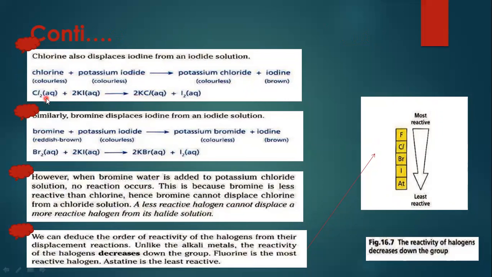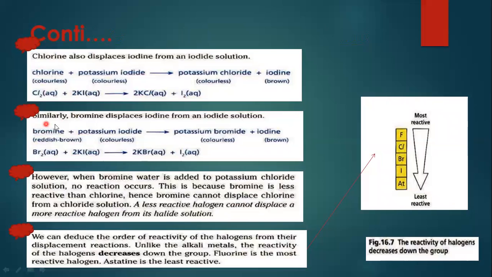The reaction is represented here. Cl2 chlorine, when it reacts with potassium iodide, because chlorine is more reactive than iodine, it easily displaces iodine from potassium iodide, and the product formed is potassium chloride, and iodine is released.